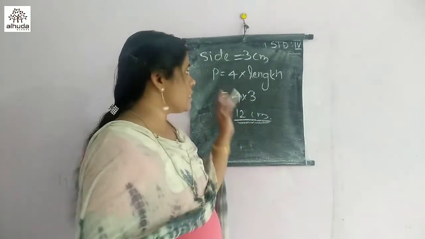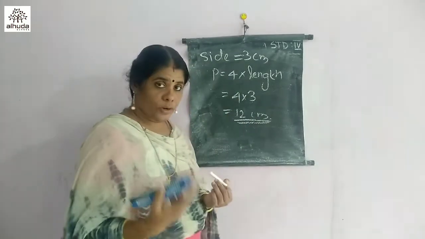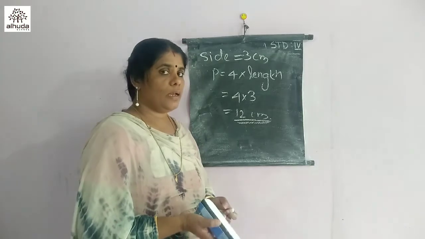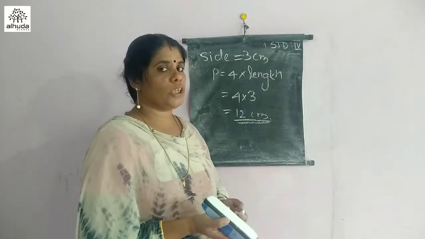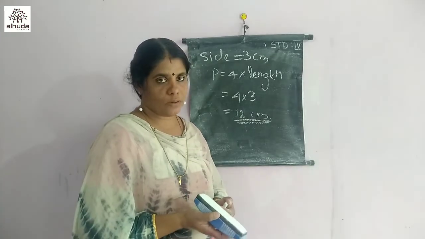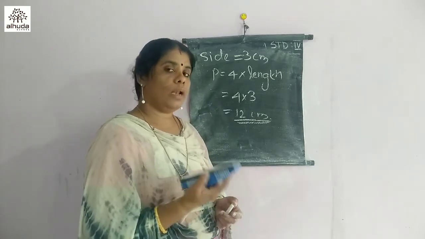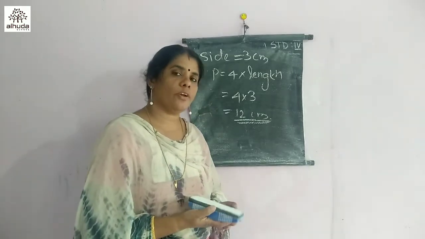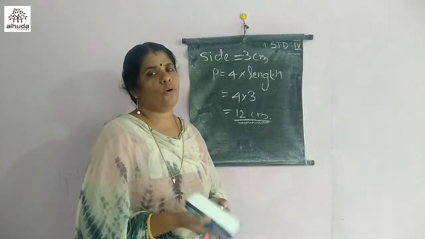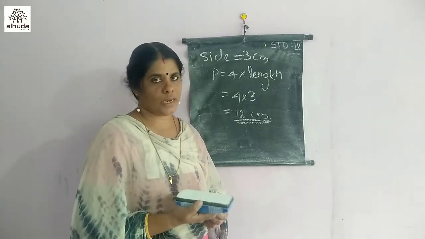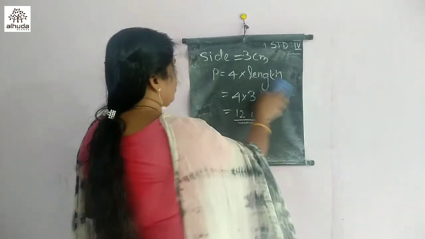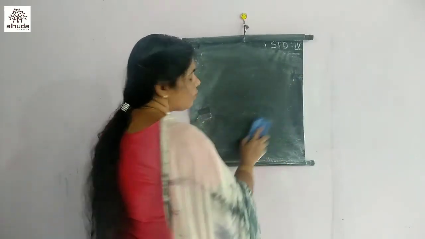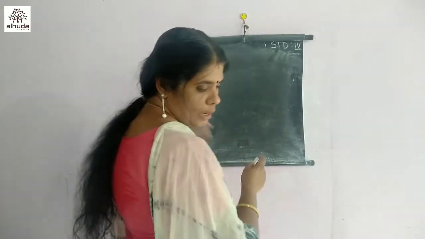In this way we can easily find the perimeter of a rectangle and the perimeter of a square. Perimeter of a rectangle, you should learn by heart. What is the equation? Perimeter of a rectangle is equal to 2 into (length plus breadth). What is the perimeter of a square? Perimeter of a square is equal to 4 into length of one side. Now, some figures are given to you. You should find the perimeter. Like this.